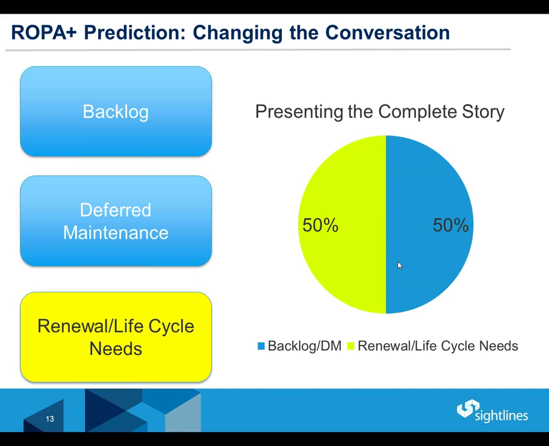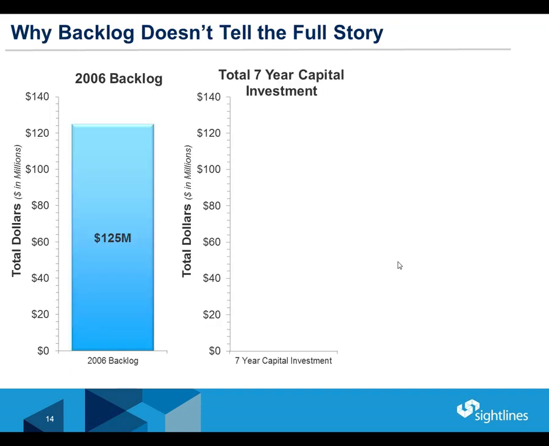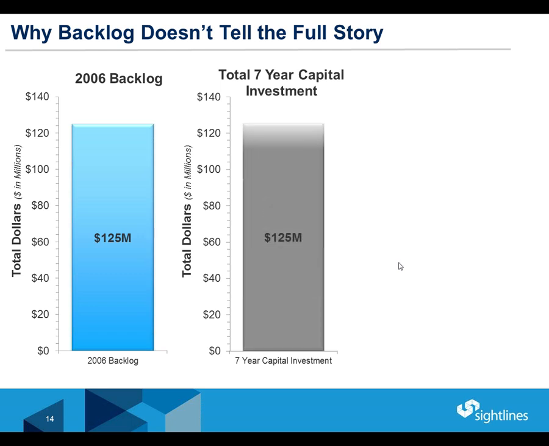And when we've done analysis looking at total needs over a 10-year time frame, yeah, backlog gets the most attention out there in higher ed right now. But these renewal needs are another element that often go unplanned for. And this is where ROPA Plus, we want to bring the both together so we tell the complete story for capital investments. Now, to show in an actual example what happened at a particular institution and why just looking at backlog doesn't tell the full story, the chart to the left shows a $125 million backlog of need back in 2006 for this particular campus. Now, between 2006 and 2013, that 7-year time frame, they invested $125 million.